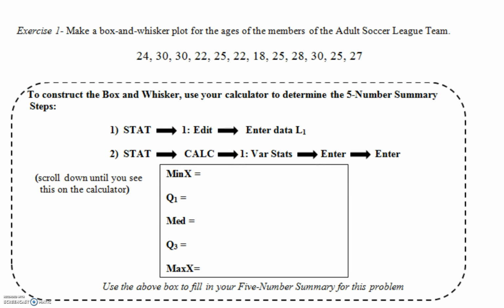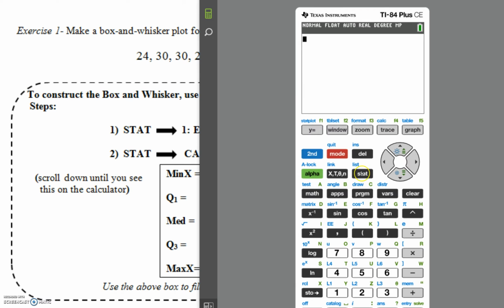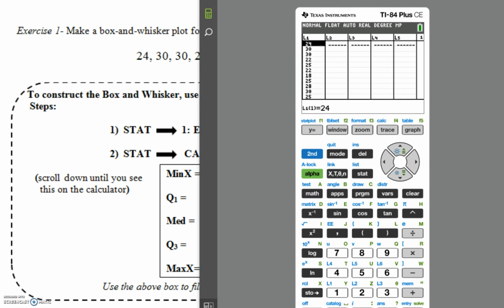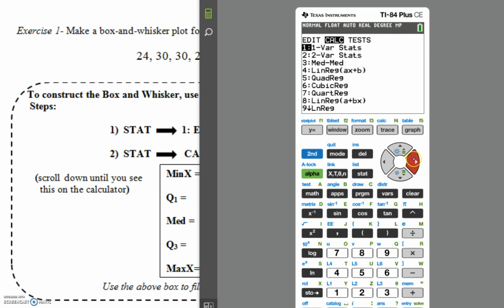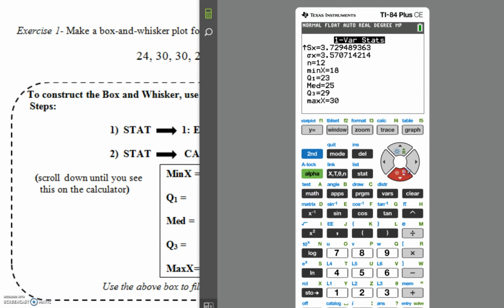So for this first example, we're going to create a box and whisker or a box plot for the following information. To save time, I already inputted all those numbers into our calculator. So I'm going to go to Stat, Edit. Again, I typed in all those numbers. From here, I hit Stat, Calc, and Option 1 for one variable statistics. And then I'm going to keep scrolling down on my screen until I see the minimum, Q1, median, Q3, and max, which are the 5 numbers that we need to complete the box plot.